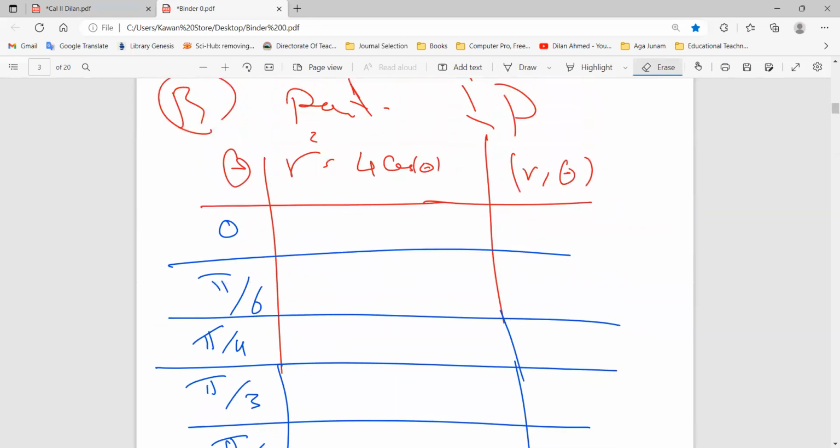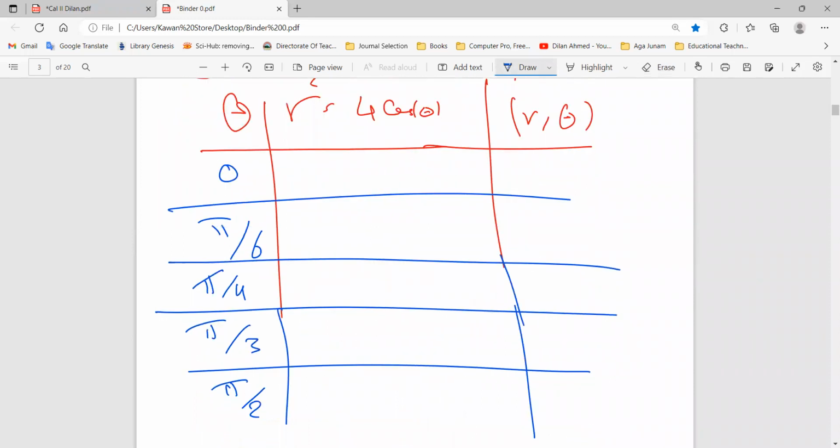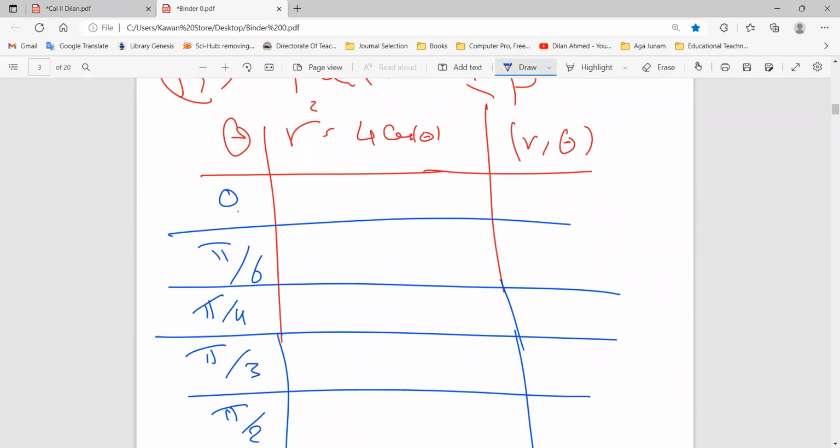So evaluate, substitute the value. Cosine of 0 is 1, 4 by 1. So r equal to what? Am I right? So just write 2 and 0. And later we have a minus. How about pi over 6? Is it equal to 1 over 2? No. Cosine or sine is equal to 1 over 2.